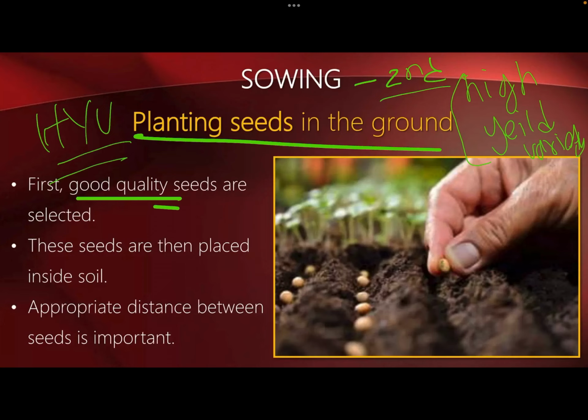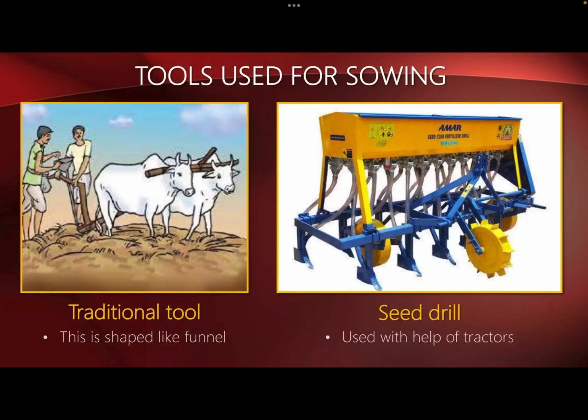So sowing the seeds is not basically just scattering the seeds over the field. We have to place them inside the soil, and it has to be at an approximate distance, because if the seeds are placed too closely, then the roots won't have enough space to spread over, and if they are placed too far, then the land amount is wasted. Now there are two tools for sowing. One is a traditional tool and another we have a modern tool.